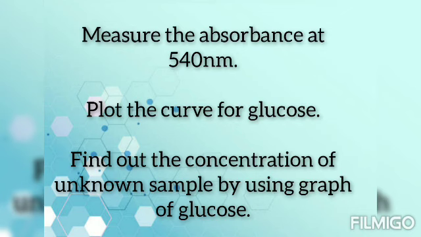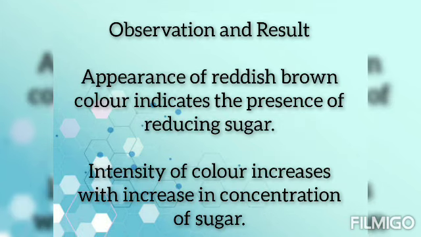Then measure the absorbance at 540 nanometer. Plot the curve for glucose and find out the concentration of unknown sample by using the graph of glucose. From the observation, we can determine the concentration of unknown sample of glucose. Then observation and result: appearance of reddish brown color indicates the presence of reducing sugar. The intensity of color increases with increase in concentration and decreases with decrease in concentration of sugar.